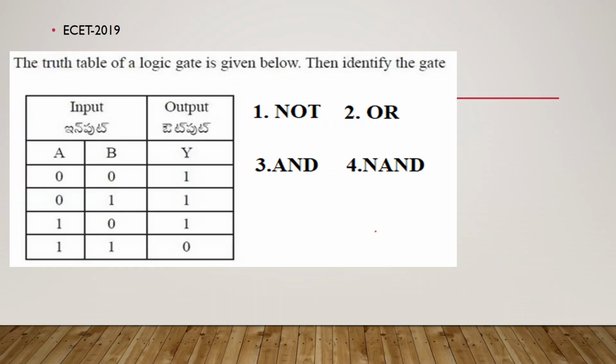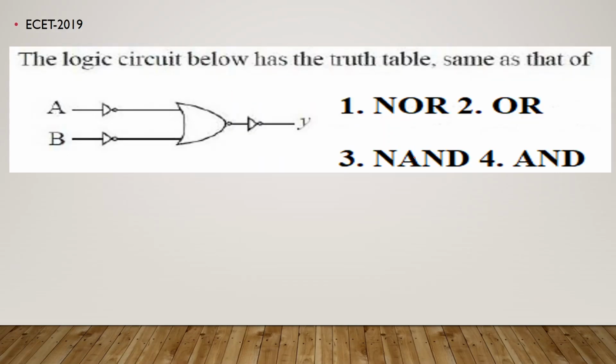Okay, now let us see the other problem. This is again an engineering entrance examination problem. I want you to do this problem. He has given the truth table of a particular logic gate. You just have to identify which truth table this is, whether it is for the NOT gate, the OR gate, the AND gate, or the NAND gate. I want you to pause the screen and do this problem. Similarly, the other problem is also easy.